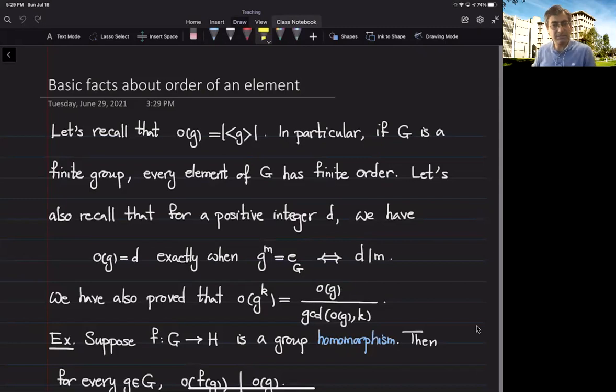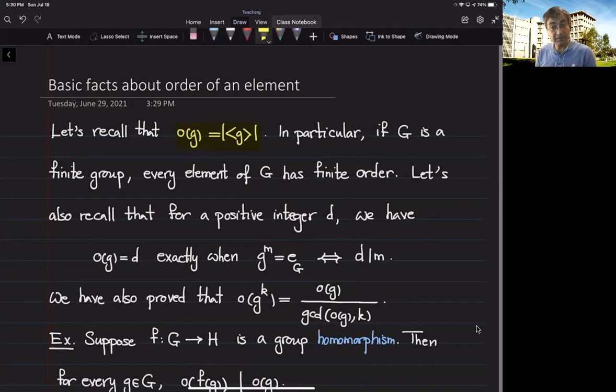When we were discussing cyclic groups, we showed that the order of an element g is the same as the cardinality of the group generated by g. So if the cardinality of the group generated by g is finite, then the order of the element is precisely that one. If g is of infinite order, then all the powers of g are in fact distinct, and the group generated by g is going to have infinitely many elements.